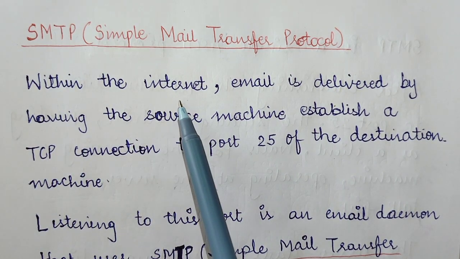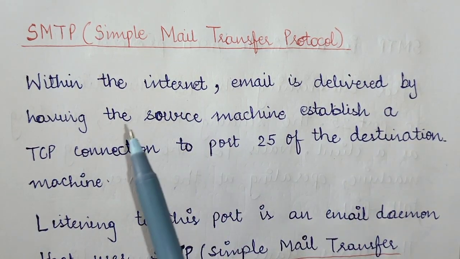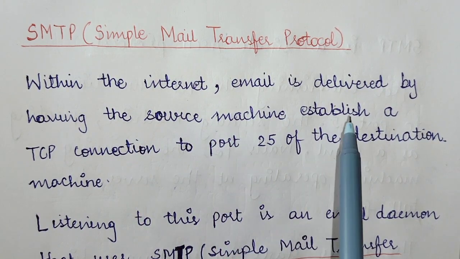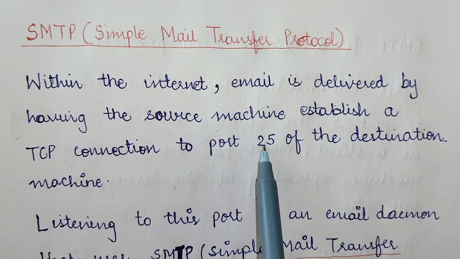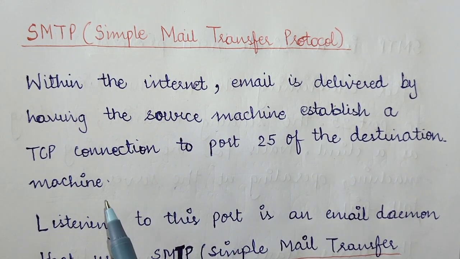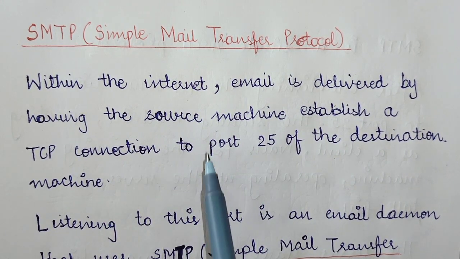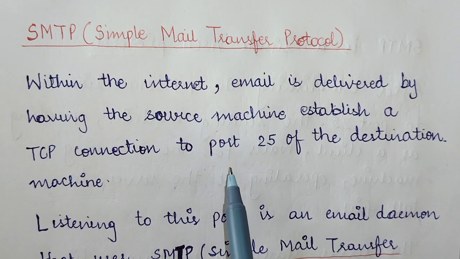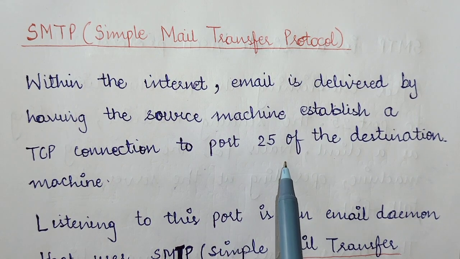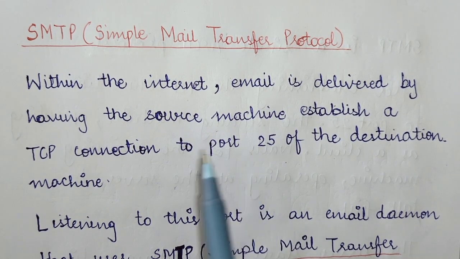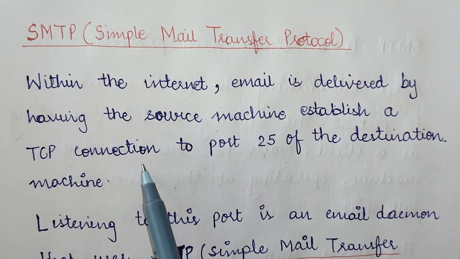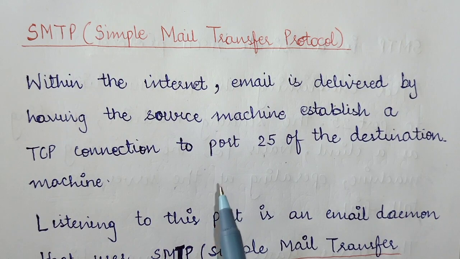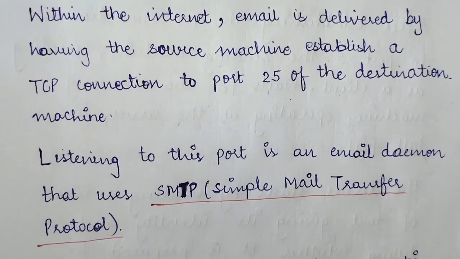So within the internet, email is delivered by having the source machine establish a TCP connection to port number 25 of the destination machine. When the source machine establishes a connection with the destination machine using port number 25 of the TCP connection, then email is delivered.